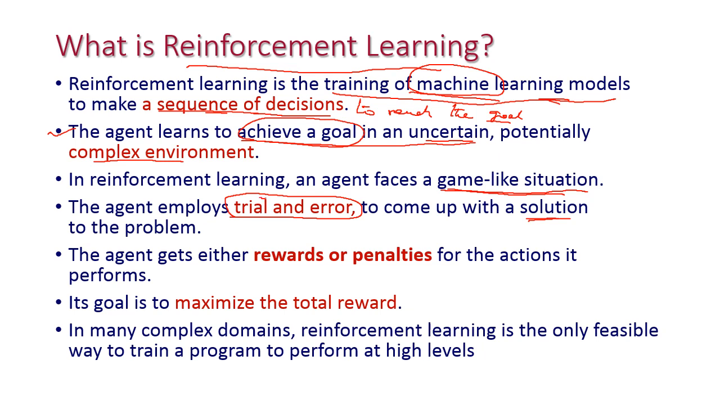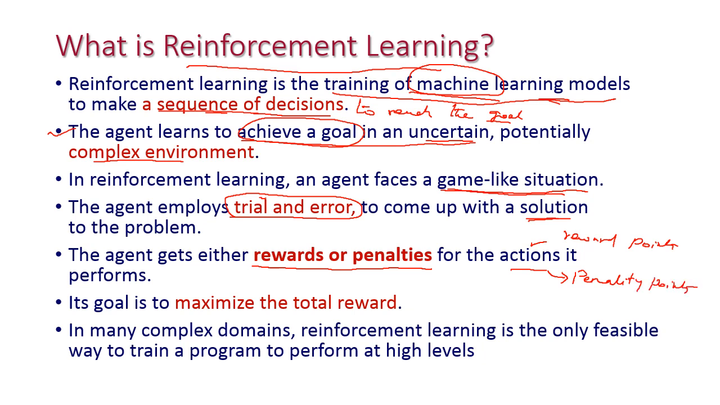The agent gets either rewards or penalties for its actions. If we do the correct action, we will get reward points, and if we do a wrong action, then we will lose points, that is, we will get penalty points.